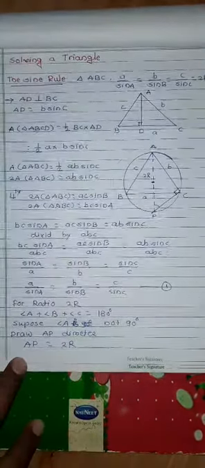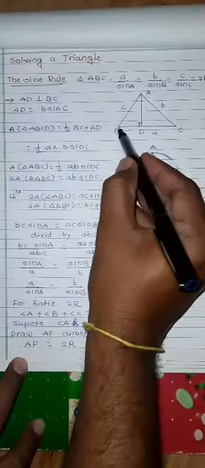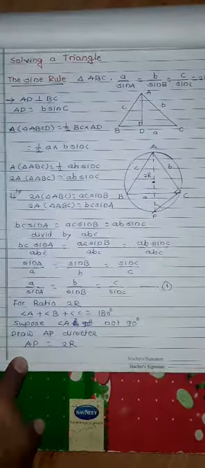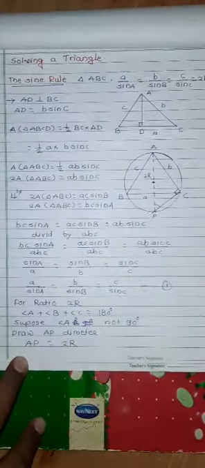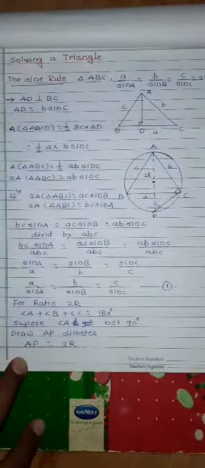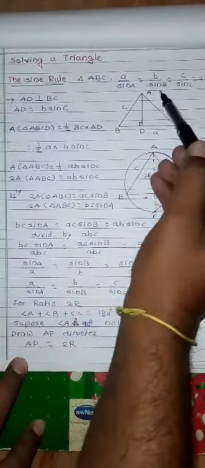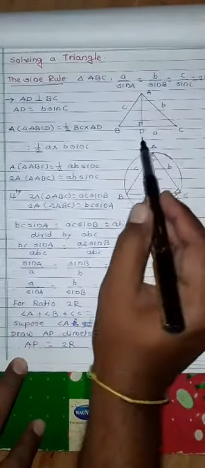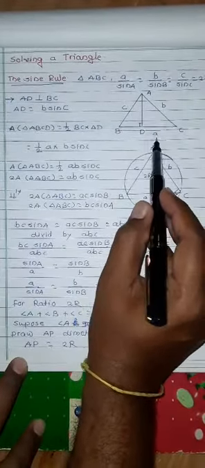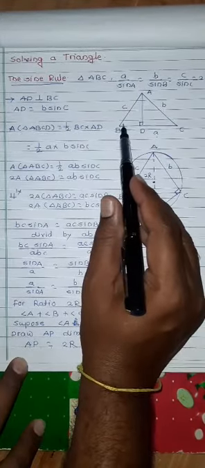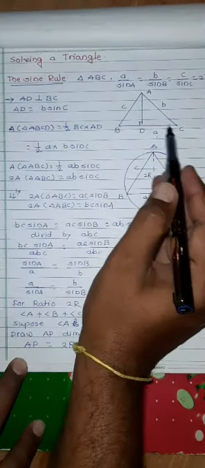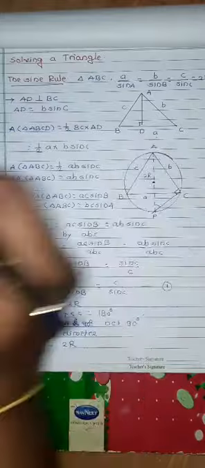While discussing the sine rule, first we have to draw the triangle. Suppose ABC is the triangle. A, B and C are the vertices of the triangle, and they also indicate the angles of the triangle. In front of angle A, the side BC is equal to small a. In front of angle B, the side AC is equal to small b, and AB is equal to small c.